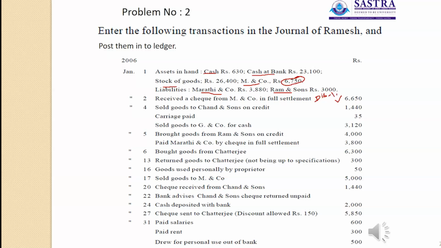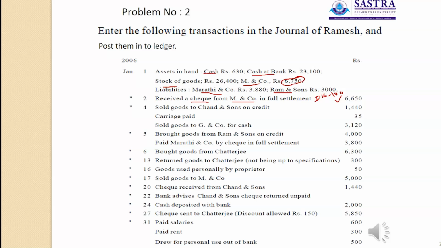So we received the check from MN company in full settlement, and we allowed a discount of 100 rupees. What are the accounts involved here? Discount account, MN company account, and another one is the check, that is cash at bank account.